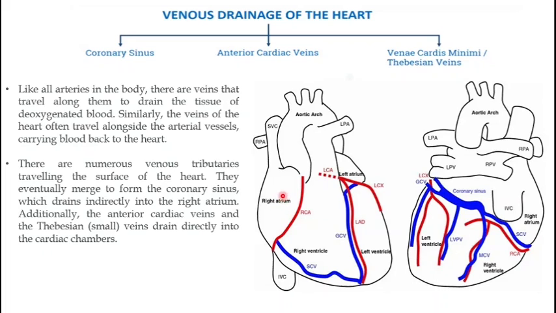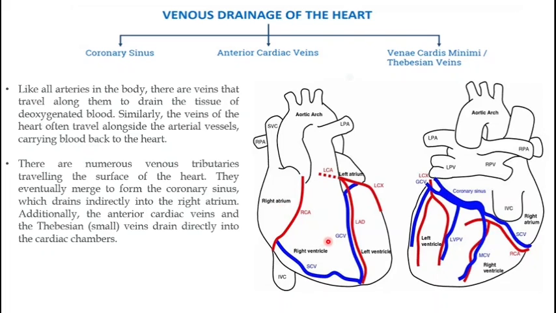So you know that the right atrium is a chamber of the heart which receives the deoxygenated blood from all of the body. So these coronary veins drain this deoxygenated blood, which is collected into the different coronary veins from the different areas of the heart. So the deoxygenated blood from the different coronary veins will all drain into the right atrium.